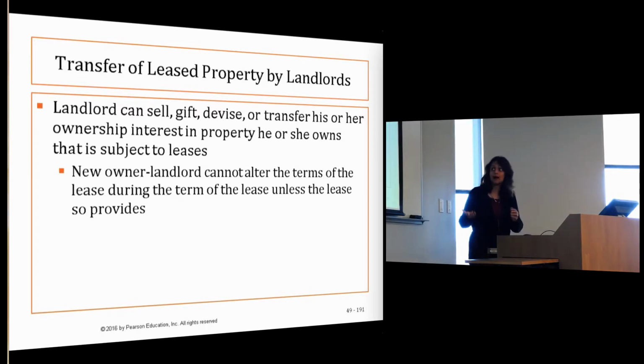But it is possible that my lease could have had in it something like, if I decide to sell the property, your lease is terminated, right?